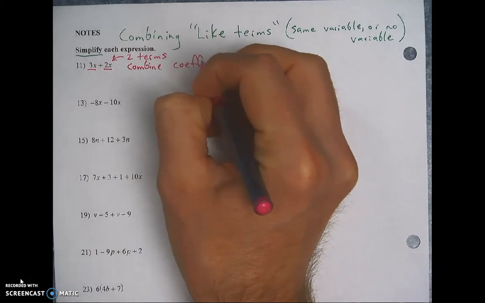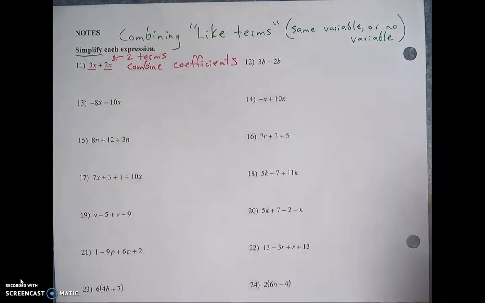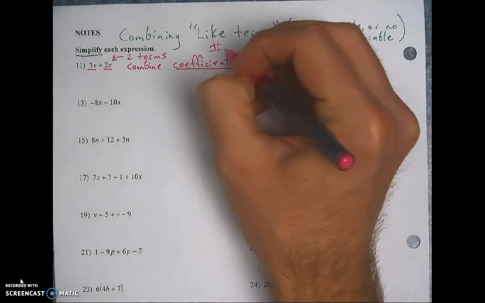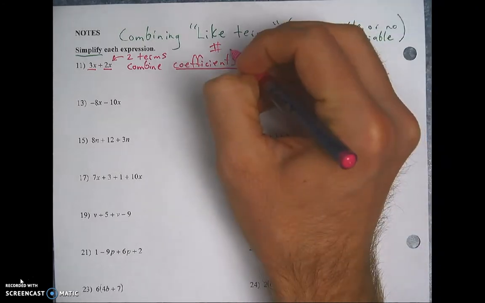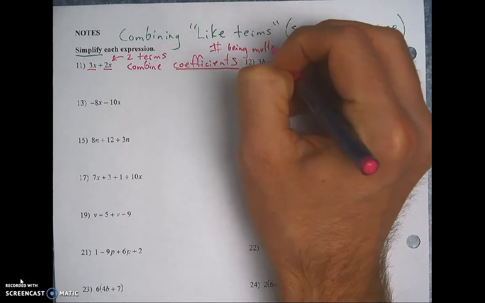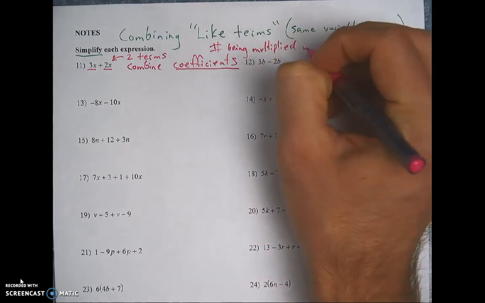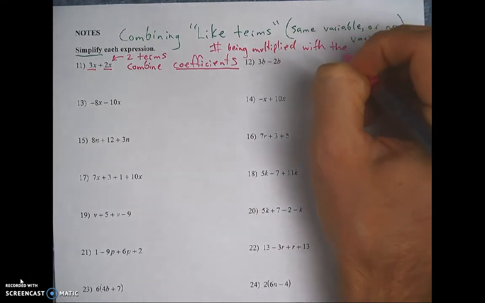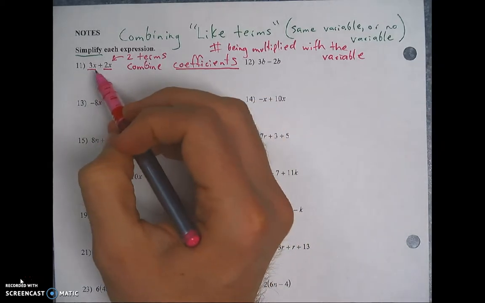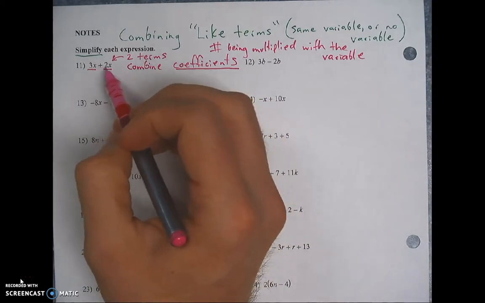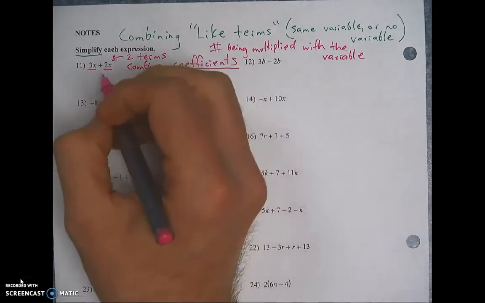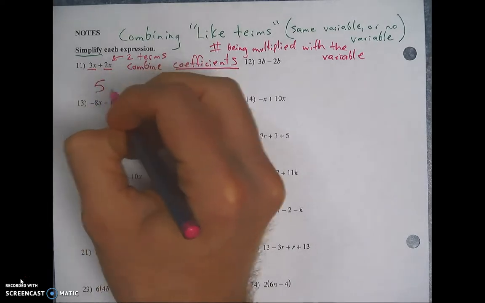There's another vocabulary word. Coefficients. That's the number attached or being multiplied with the variable. So in this case, the coefficients are 3 and 2. And since they are like terms, they have the same variable of x, I can combine the coefficients and just make this one term. So a 3 and a 2 is a 5x.